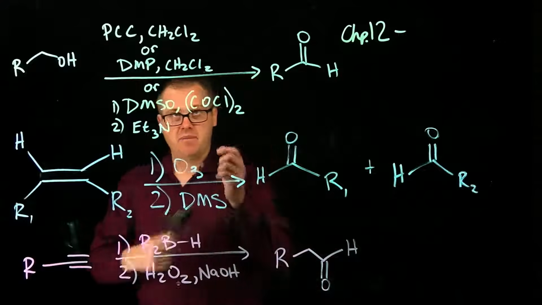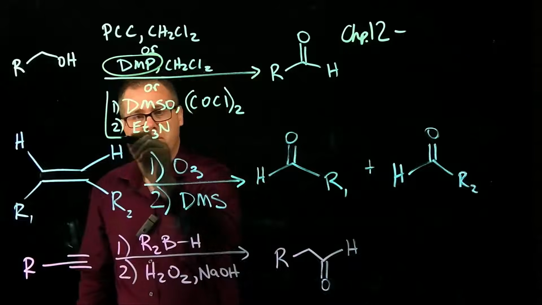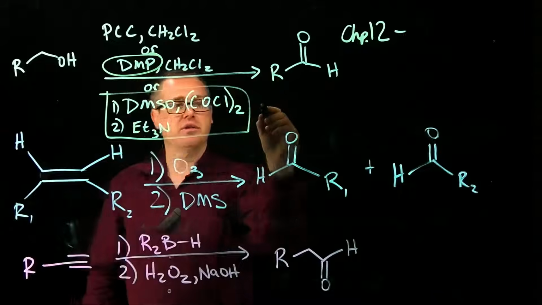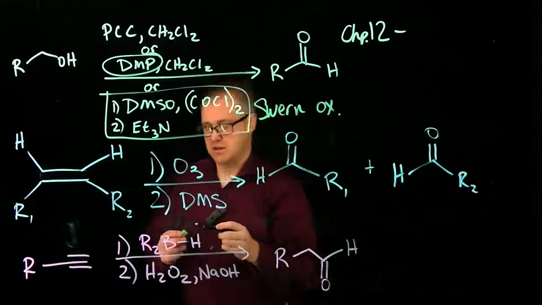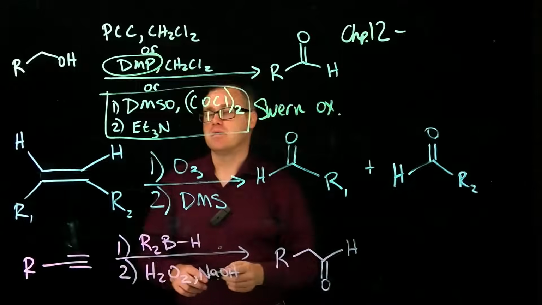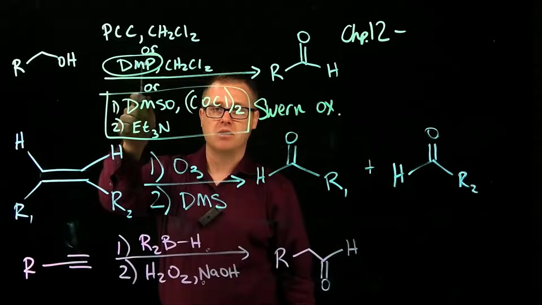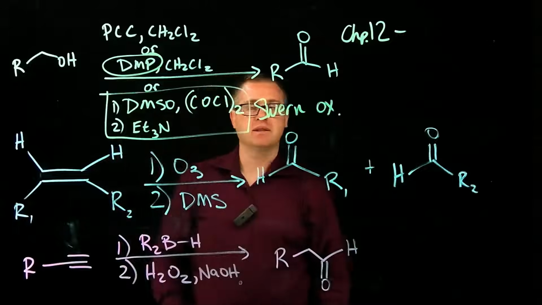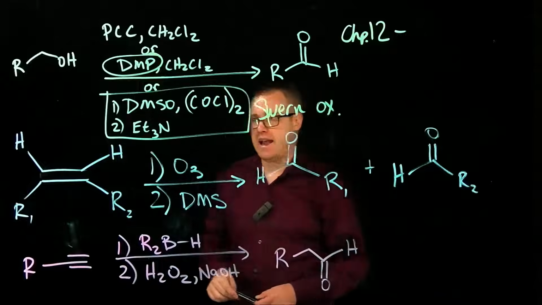So these have some names. Like I said, that's the Dess-Martin. And this whole thing right here is called the Swern oxidation. So we've got some names here. We have the pyridinium chlorochromate, the Dess-Martin, and the Swern oxidation. That will take a primary alcohol and convert it into an aldehyde.